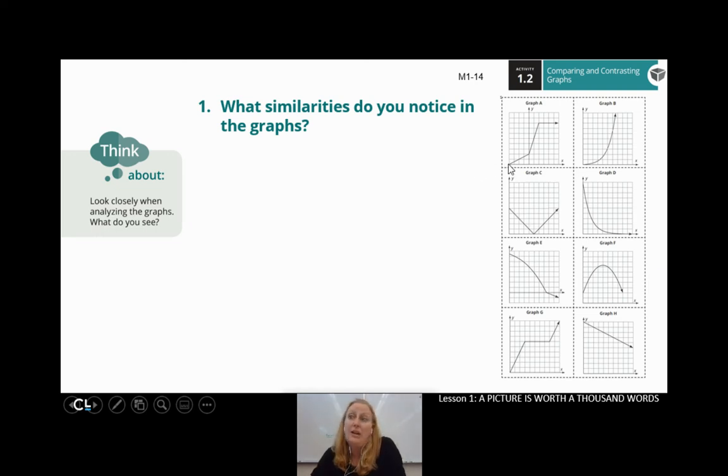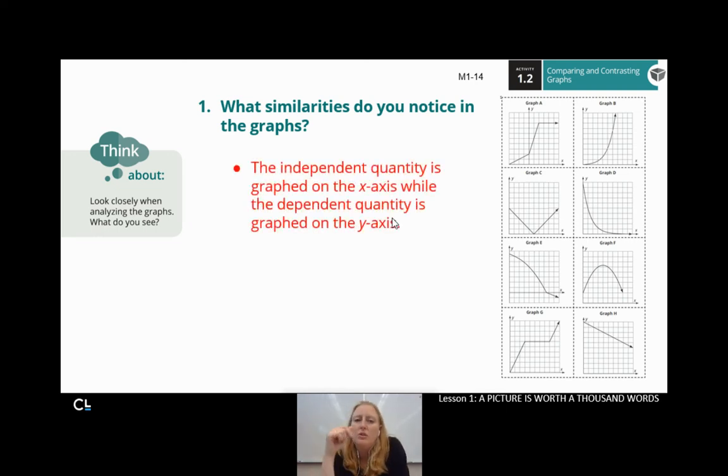So some similarities that I noticed. I noticed that every single time that we did these scenarios, like remember how we wrote the independent quantity and the dependent quantity, and then we did the graphs? I noticed that every single time the independent quantity is graphed on the x-axis, while the dependent quantity is graphed on the y-axis. I suspect you may have noticed that too yesterday.